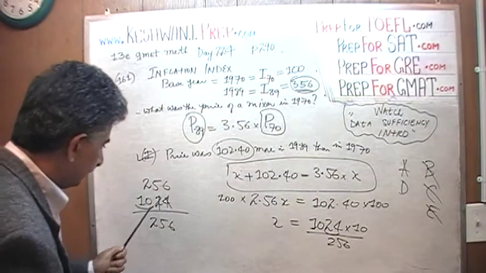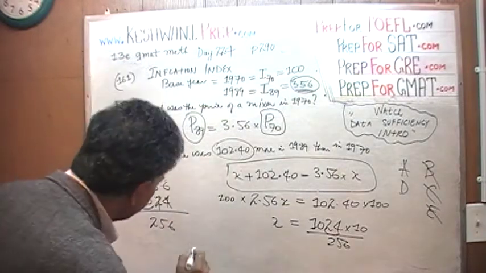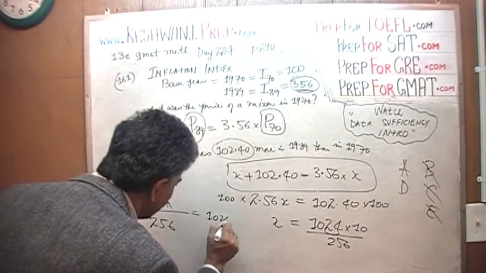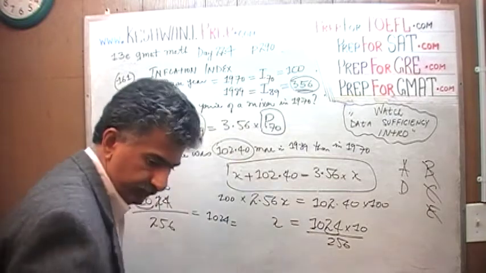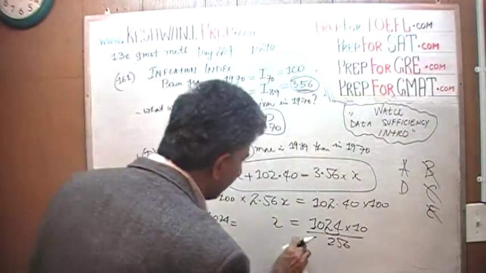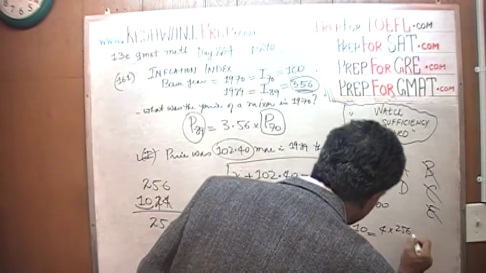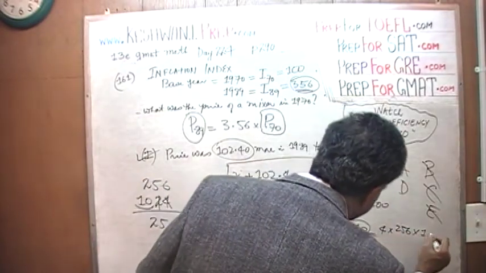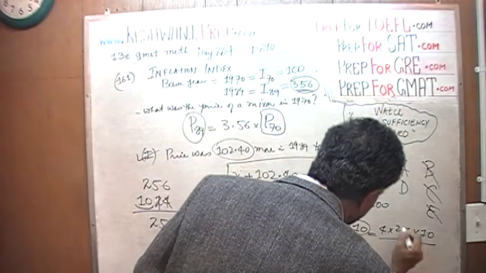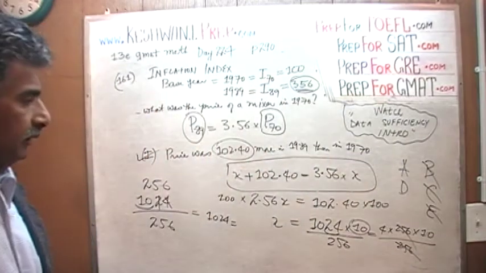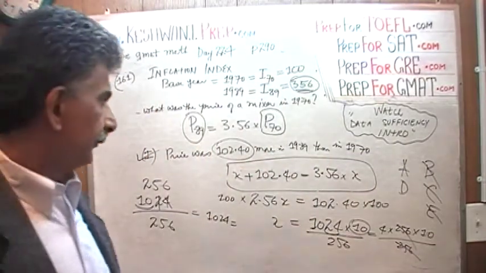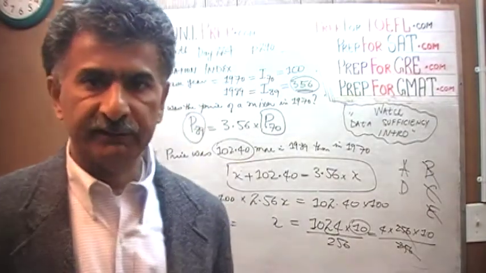In other words, we just found that 1024 can be written as 4 times 256, and of course we have times 10. 256 drops out, and that was easy. So x is 40.